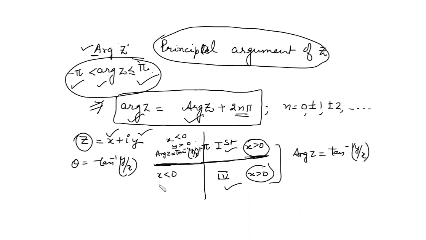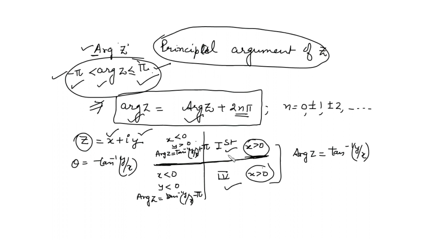When your x is negative as well as y is negative, then the principal argument is given by tan inverse y upon x minus pi. Basically when both are negative, from tan inverse we get a positive number, so the number lies in the first quadrant, but actually the number lies in the third quadrant, so we have to take minus pi, then we will reach the third quadrant. So in every case we will see our argument lies between minus pi and plus pi. So in this way we can find out the principal argument.